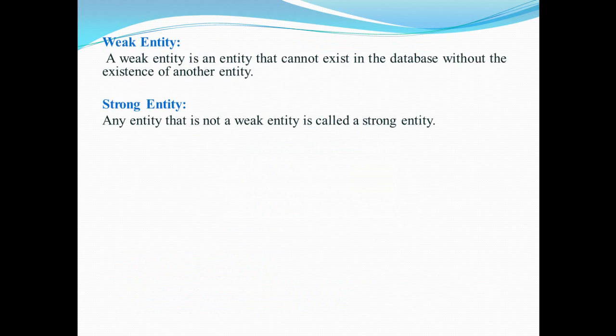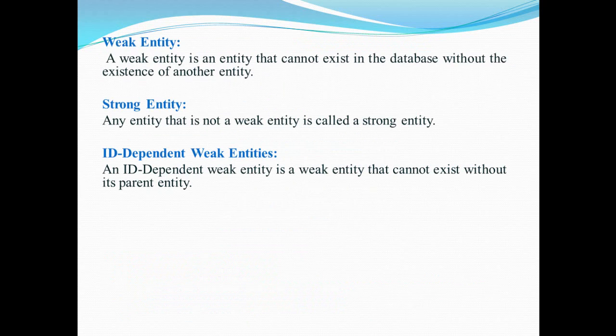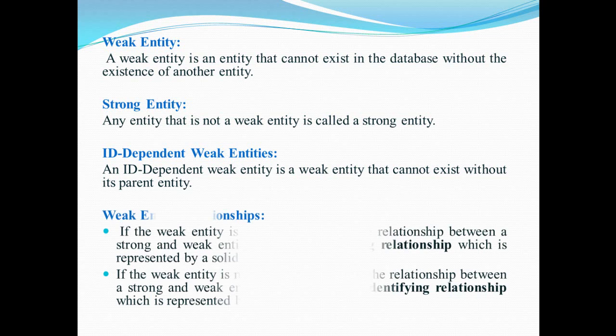Now, what is the weak entity? A weak entity is an entity that cannot exist in the database without the existence of another entity. Any entity that is not a weak entity is called a strong entity. ID-dependent weak entities. An ID-dependent weak entity is a weak entity that cannot exist without its parent entity.